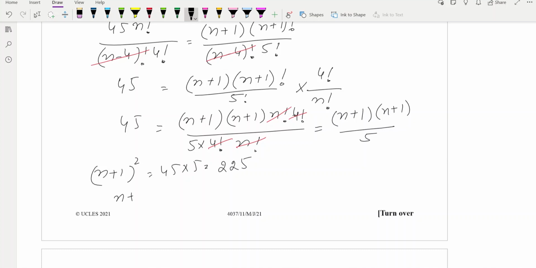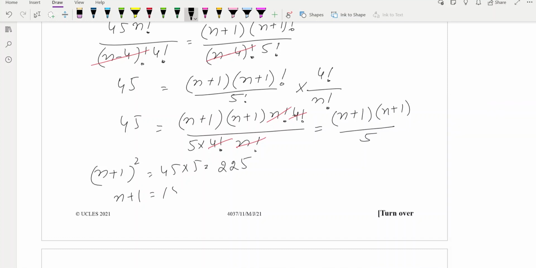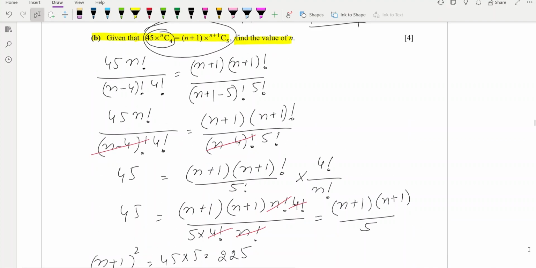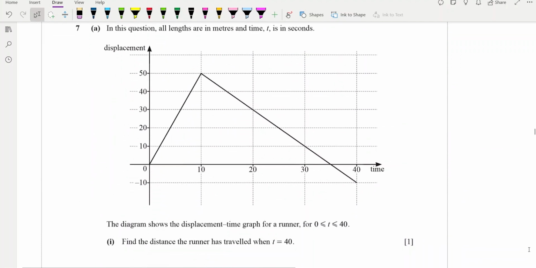n plus 1 will be equal to the square root of 225, and this will be equal to 15, so n will be equal to 16. This will be the final answer. This was a 4-mark question which we are done. Hopefully you understood this question.